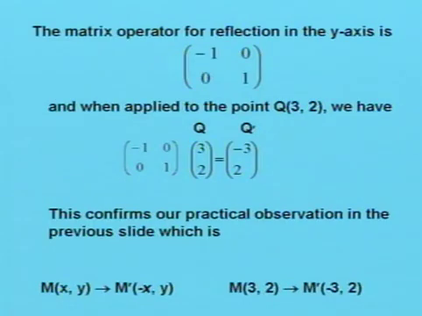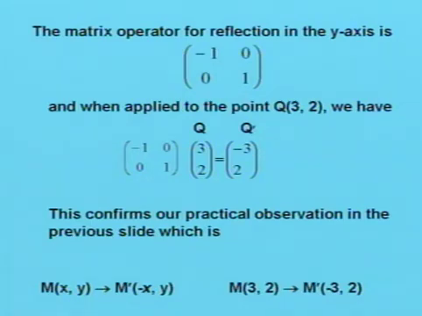The matrix operator for reflection in the y-axis is minus 1, 0, 0, 1. And when applied to the point Q, which is 3, 2, we have Q dash, which is minus 3, 2. So the matrix operator minus 1, 0, 0, 1 multiplied by the matrix Q, 3, 2, we'll have the image Q dash, which is minus 3, 2.